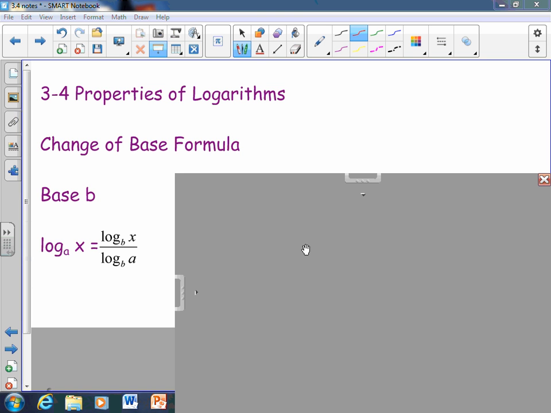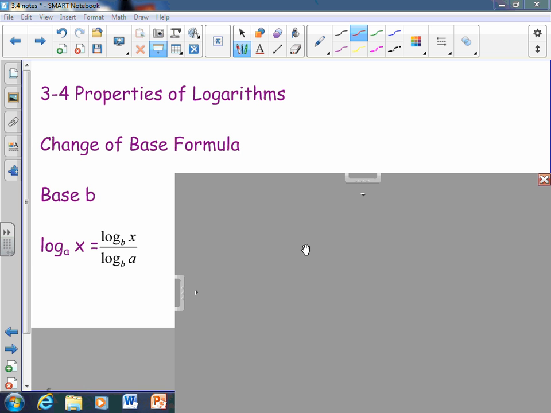Change of base formula allows you to change any logarithm of any base to any other base that you want. So I'm giving you the very generic definition right now. If you have log base a of x, you can rewrite that as any base that you want, as long as you put whatever the base is originally on the bottom, and this number goes on the top. And you can change it to any base that you want. And so let's say you had log base 7, and you wanted to change it to log base 9, you can, as long as you put the things in the right order.